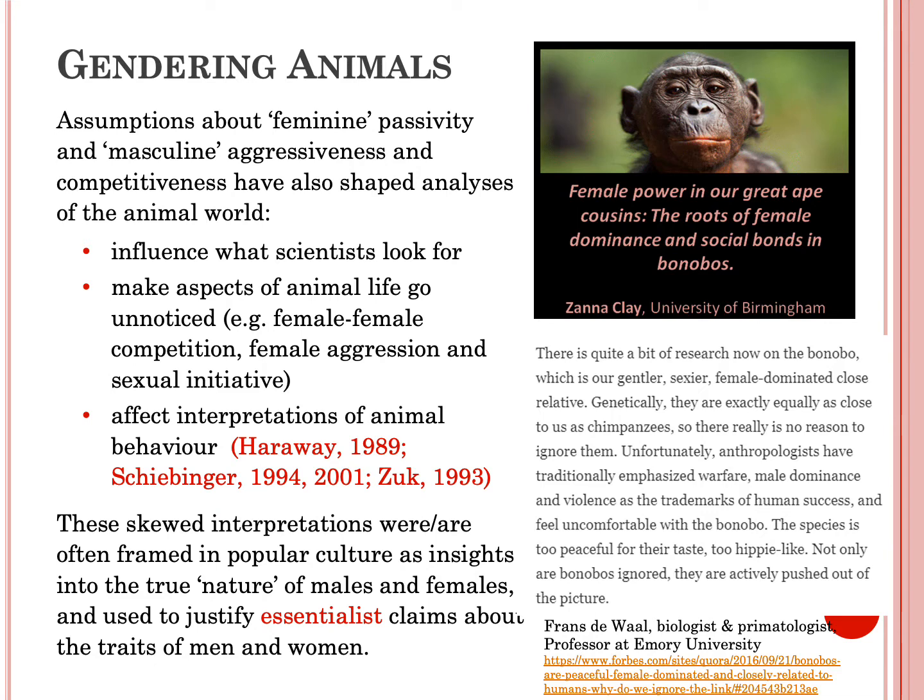An example of this is how stereotypes of feminine passivity and male aggressiveness and competitiveness have also shaped analysis of the non-human animal world. They've influenced what scientists look for and make certain aspects of animal behaviour go unnoticed or under-researched. An interesting example of this can be found in the subject of evolutionary anthropology and the research that's been carried out by Dr. Zanna Clay and Dr. Frans de Waal on human beings' ancestry in relation to great ape species.